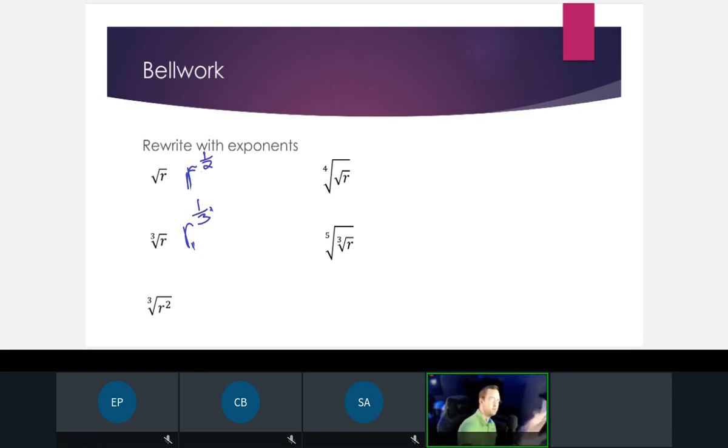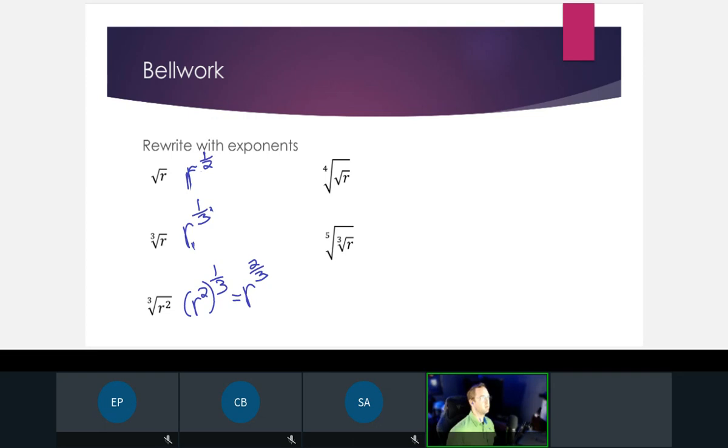The cube root of r squared. So I'm going to do it in 2 steps, but it's better if you do. We're going to have r squared raised to the 1/3 power. And what do we do when you have a power to a power? What do we do? Multiply. Yep. So this becomes r to the 2/3 power.